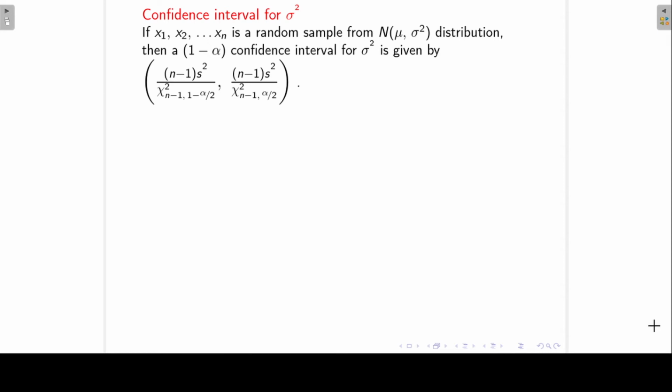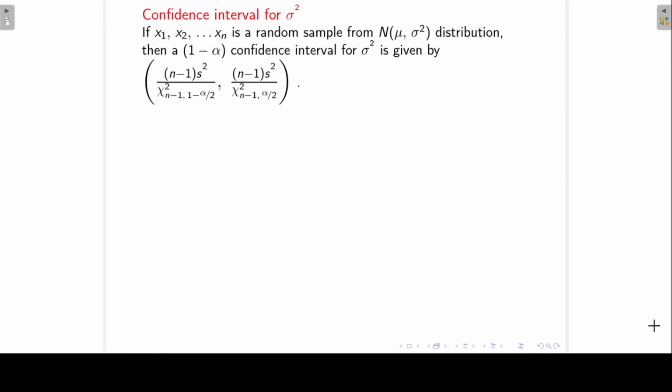Now we will use the chi-square distribution for the confidence interval of the population variance. If x1 up to xn is a random sample from a normal distribution, then a 1 minus alpha confidence interval for sigma squared is given by this expression. It's n minus 1 times s squared, the sample variance, divided by the chi-square value with n minus 1 degrees of freedom and probability 1 minus alpha over 2. That's the lower limit. For the upper limit, it is n minus 1 times s squared divided by the chi-square value with n minus 1 degrees of freedom and probability alpha over 2.